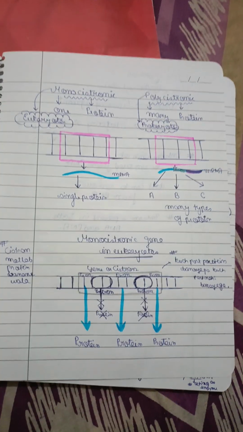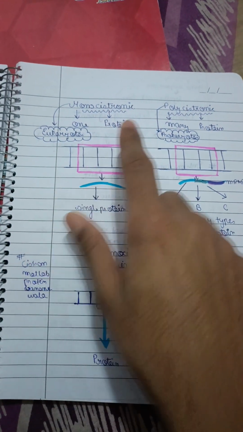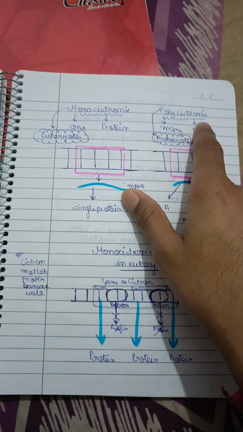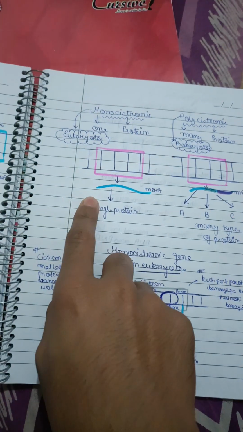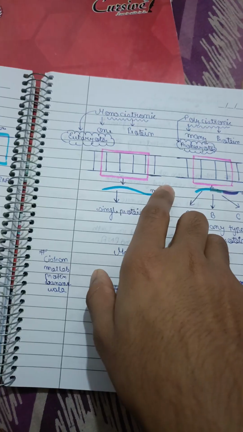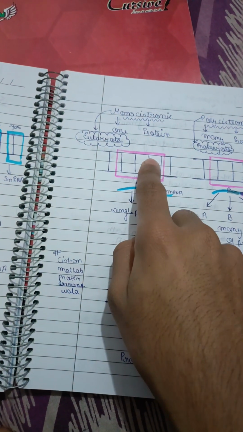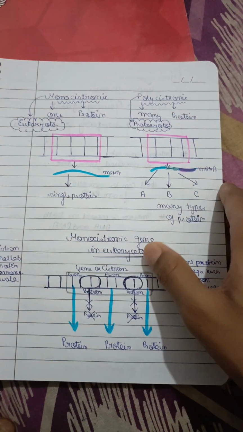Now let's see the difference between monocistronic and polycistronic. Monocistronic is present in the eukaryotes and polycistronic is present in the prokaryotes. From the name itself, you can see polycistronic means many proteins and monocistronic means only one protein. Thus in the eukaryotes, the segment of the DNA which is only synthesizing the mRNA is only synthesizing one type of protein, a single protein. It is called monocistronic. One cistron, one gene equals one cistron here.